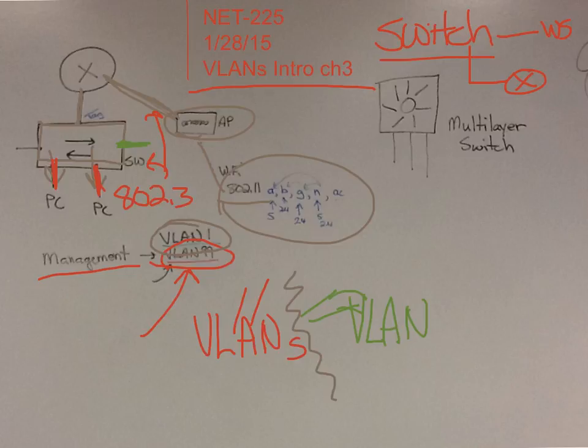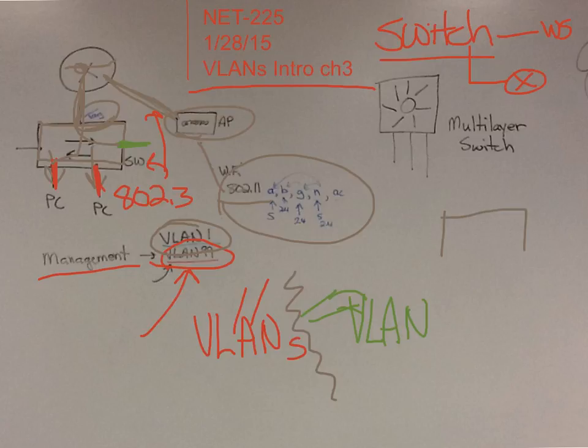The only way they can talk to each other is if you tag, that's what we're talking about here, if you tag the information and send it to the router, which VLAN it was on, the router will route it to the other VLAN, which would be on a different network in this situation, and then send it back with the correct tag for that VLAN. We talk more about that later on.